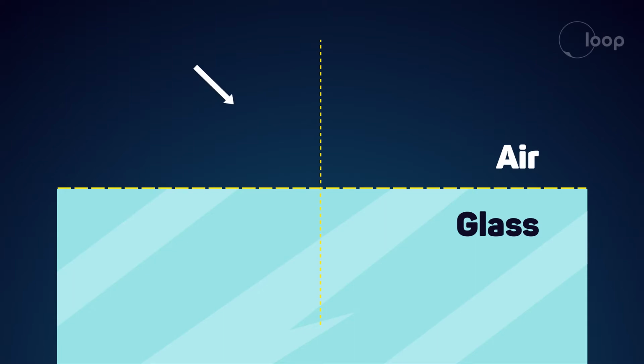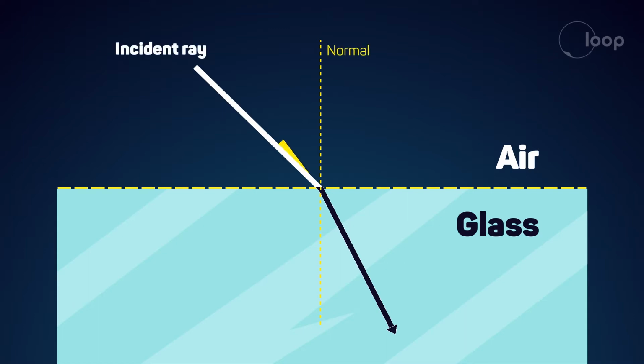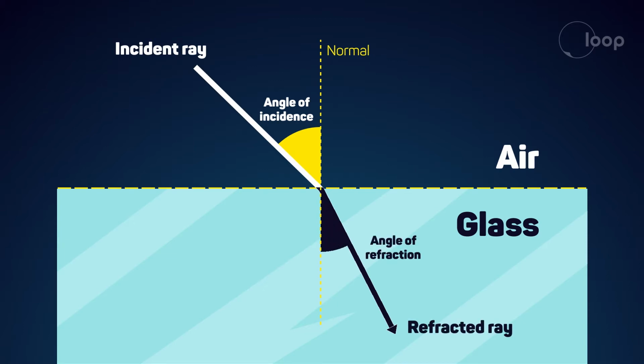When a light ray hits a medium at an angle other than the right angle, it will refract on a different path. The incident ray and the normal form the angle of incidence, while the refracted ray and the normal form the angle of refraction.